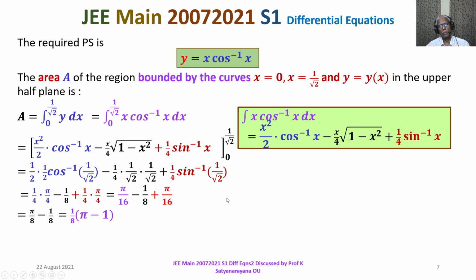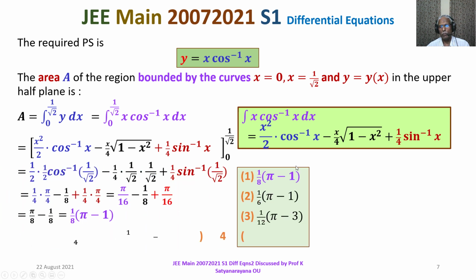The question is a very big one, and sometimes now and then such questions do come in the exam. And what is the option? So let's look for the options. The options are given 1, 2, 3, 4, and our answer 1 by 8 into pi minus 1 appears against option 1. So therefore our answer is option 1.